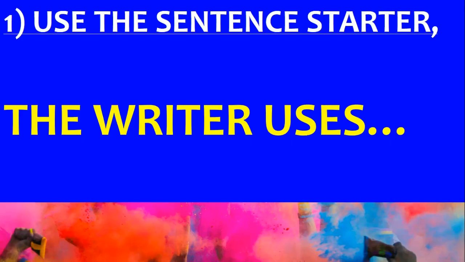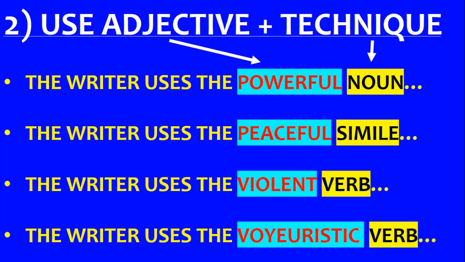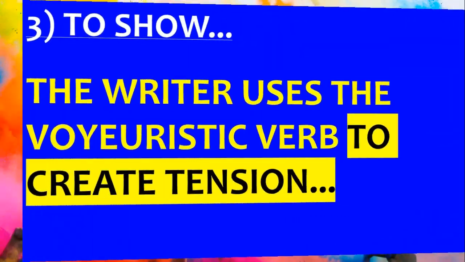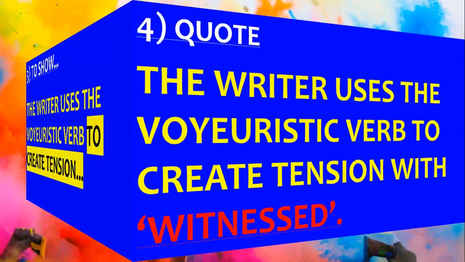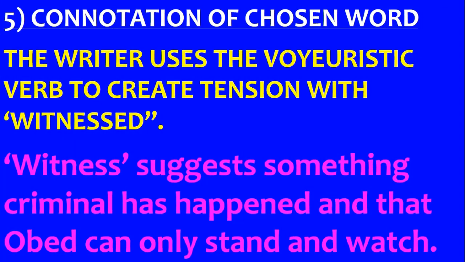I would say with this question we want to go into a bit more detail. So one way is to structure our answer this way. The writer uses, then say the adjective and technique. For example, if we were talking about the word choke, we could say that was a verb and it's quite violent, so we could say the writer uses the violent verb to create tension, and then the quote, and then we say what the quote suggests.